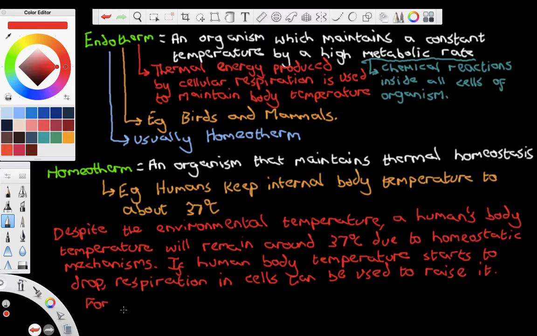So for this reason, humans are endotherms and homeotherms.